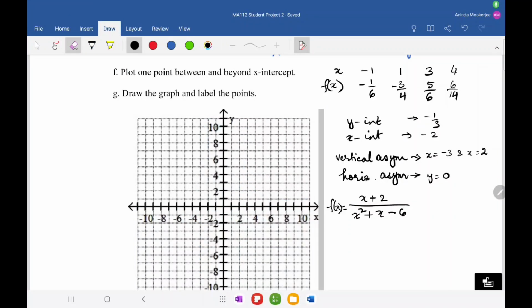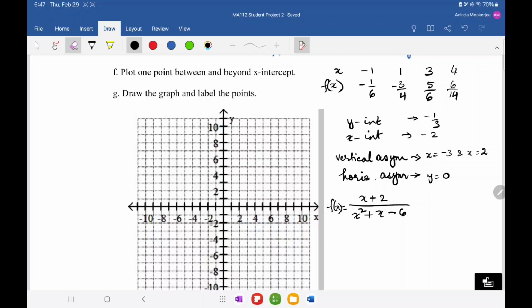So in part F, we are asked to plot one point between and beyond the x-intercept. However, for rational functions, we also have to plot some points between and beyond the vertical asymptotes, because the vertical asymptotes can create several parts. Depending on the number of vertical asymptotes, you can have the graph in several parts. So to plot the points, pick any value of x between and beyond the x-intercept as well as the vertical asymptote. I chose a few values here: when x is -1, +1, 3, and 4. And you can choose another one, maybe beyond the vertical asymptote, to the left of the vertical asymptote.